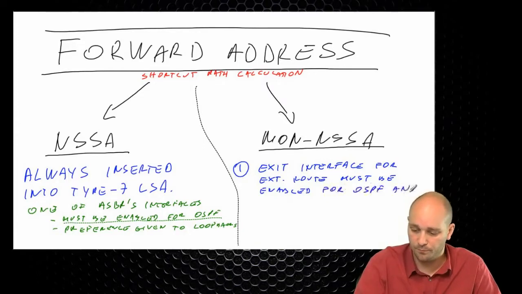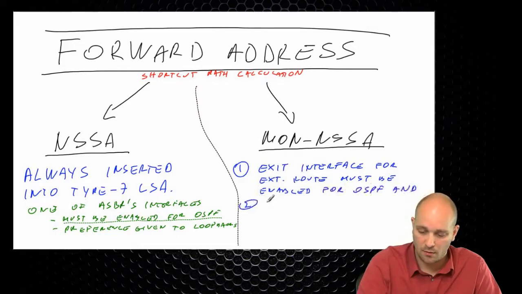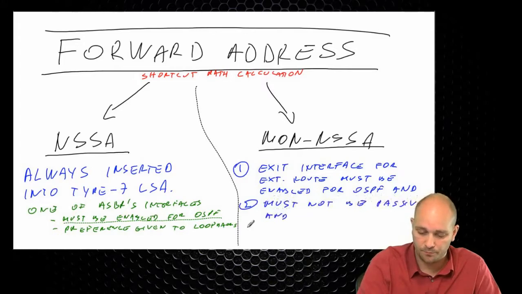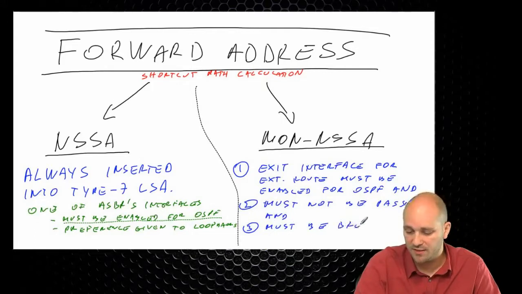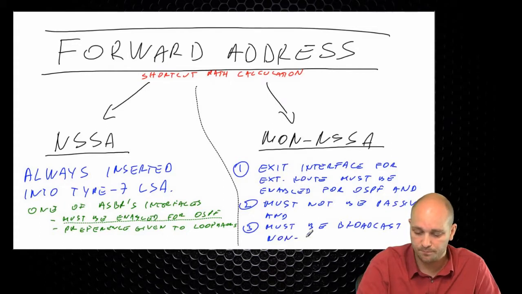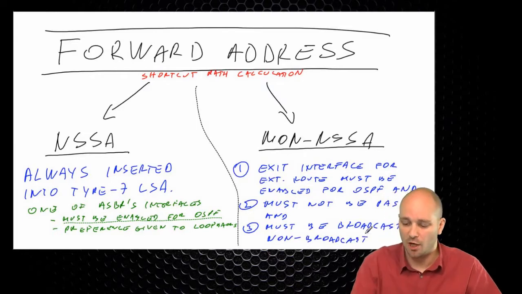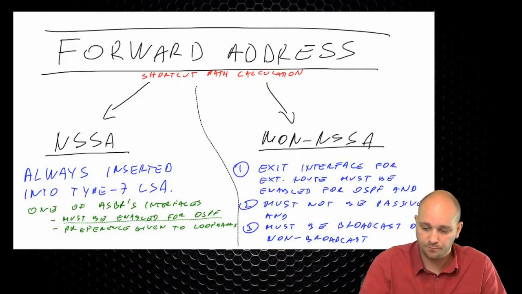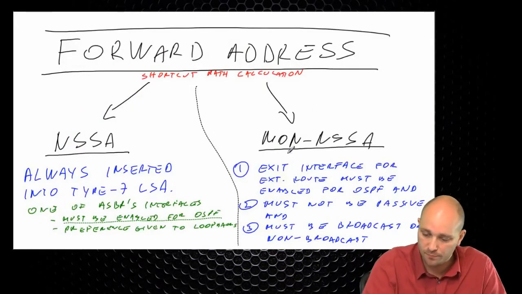and must not be passive, and must be broadcast or non-broadcast. So if these conditions are met, the forward address, so these are, let me put this in, these are the conditions.